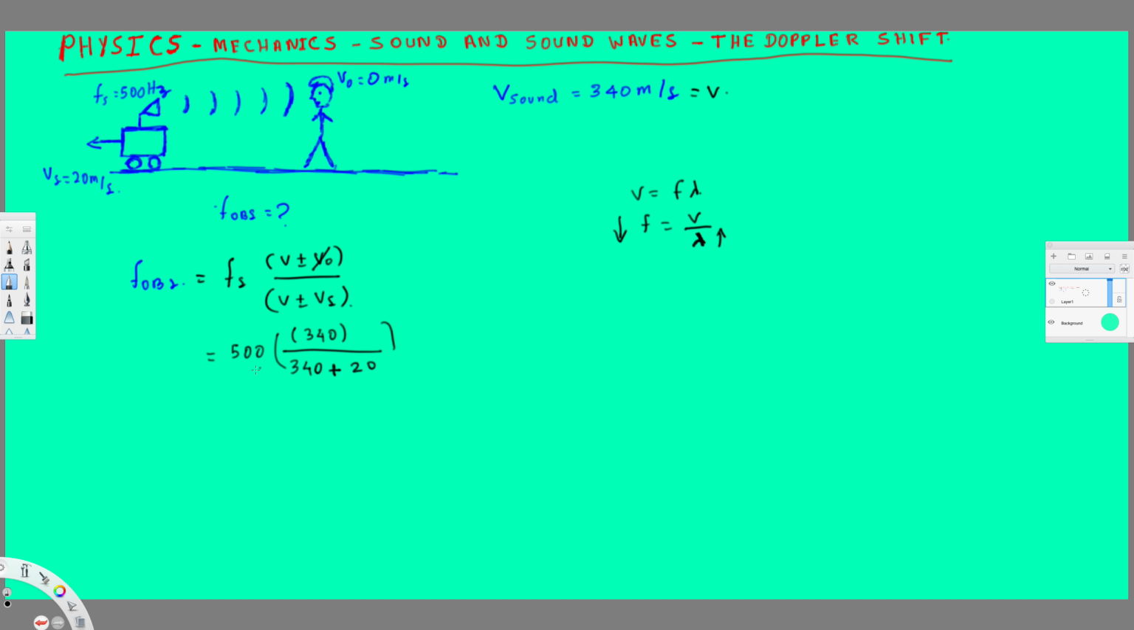So we have 500 times 340 divided by 360. So let's calculate this value, and if you plug all these values in a calculator, you will get 472 hertz, and this is the frequency that's going to be observed by this observer, and that's how we do that.